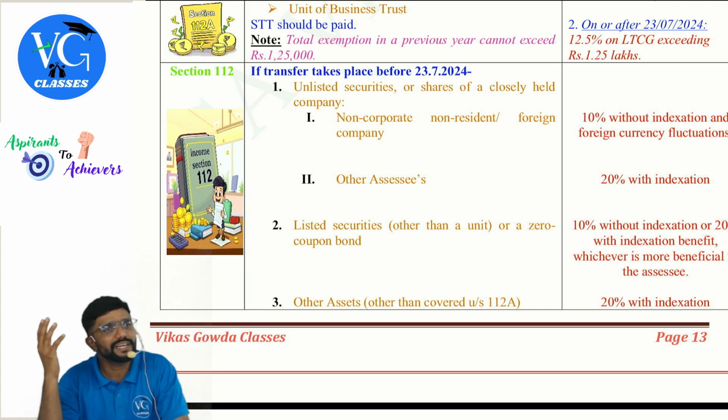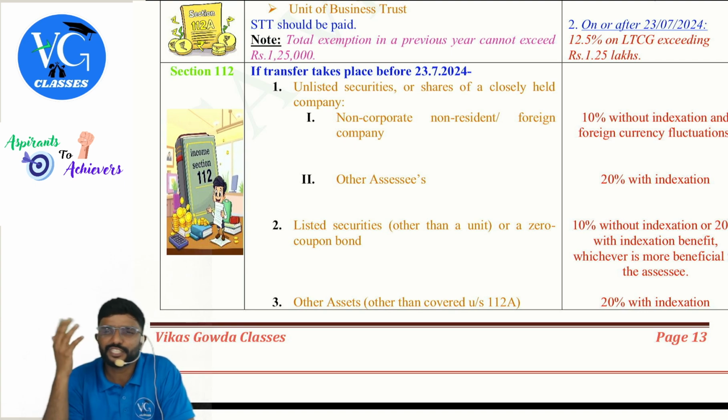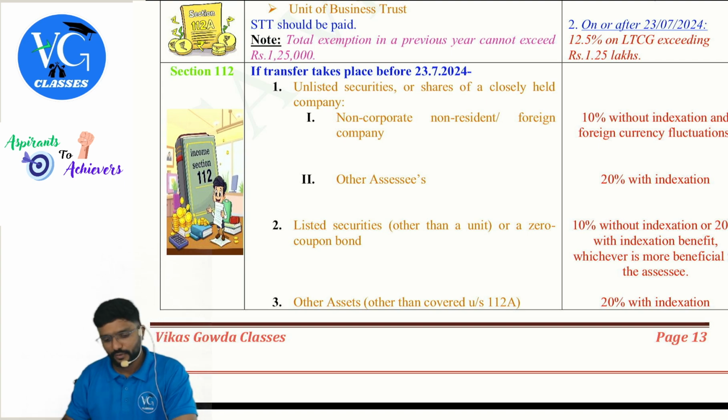When I bought the shares, the exchange rate would be different. When I am selling, the exchange rate would be different, due to which I would have suffered some exchange loss or gain. So can I claim that? Can I adjust it? You cannot adjust it. Okay, sir.